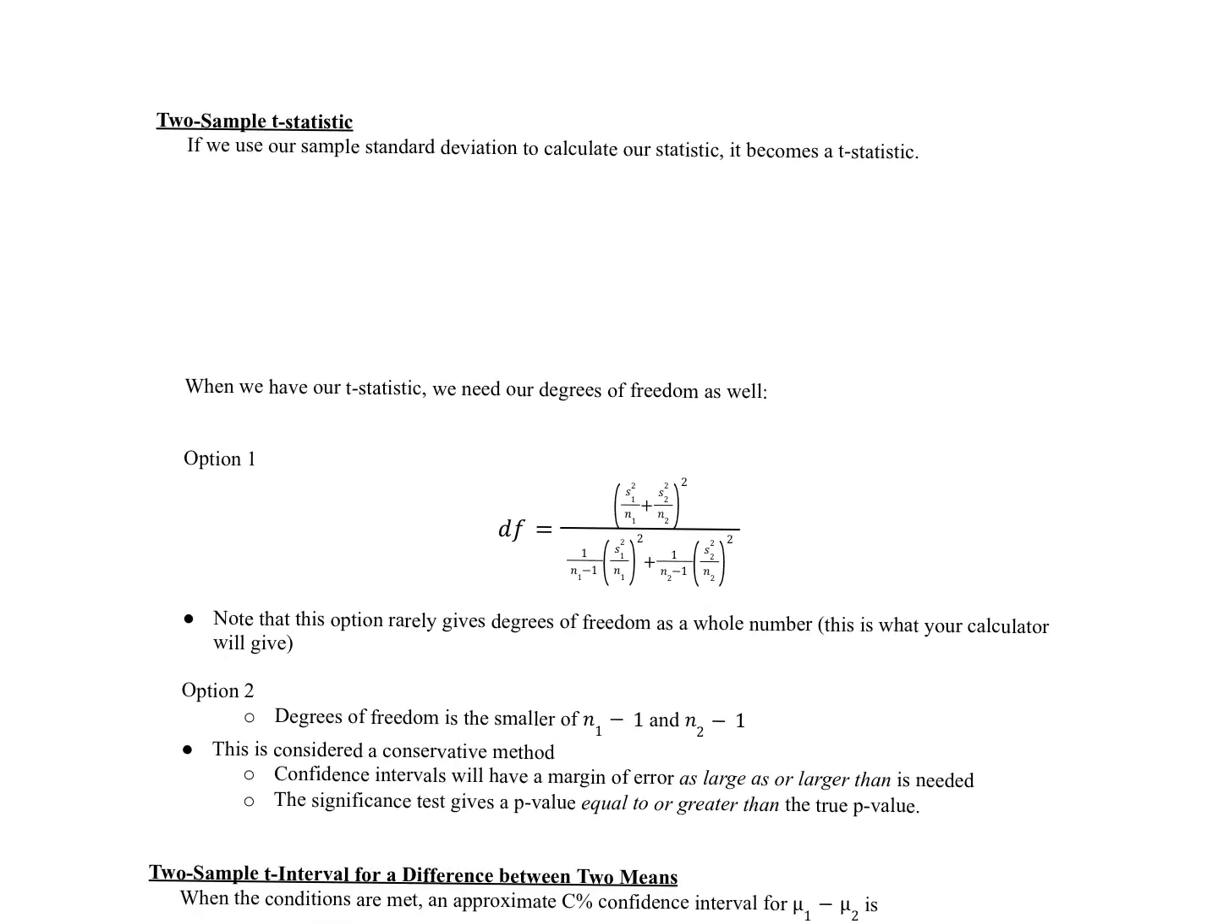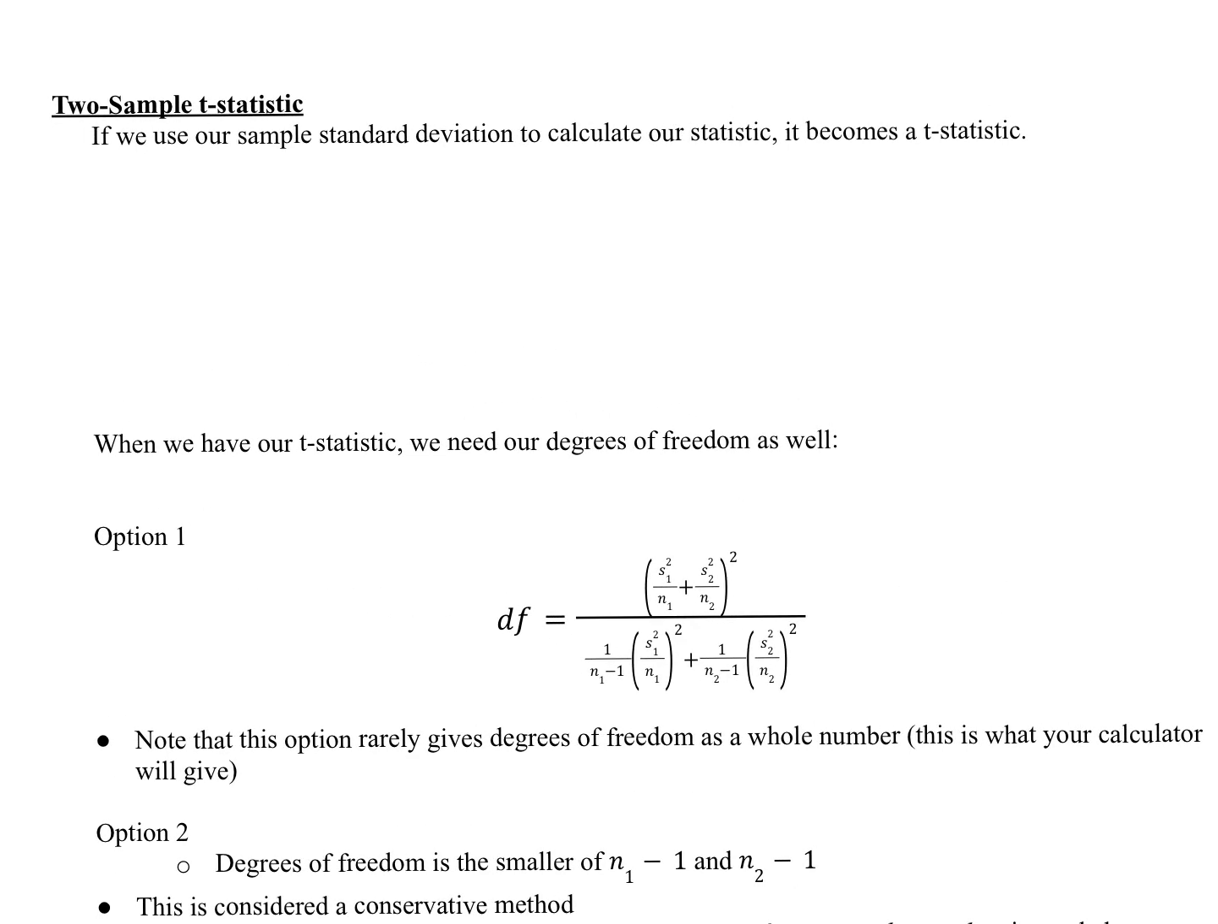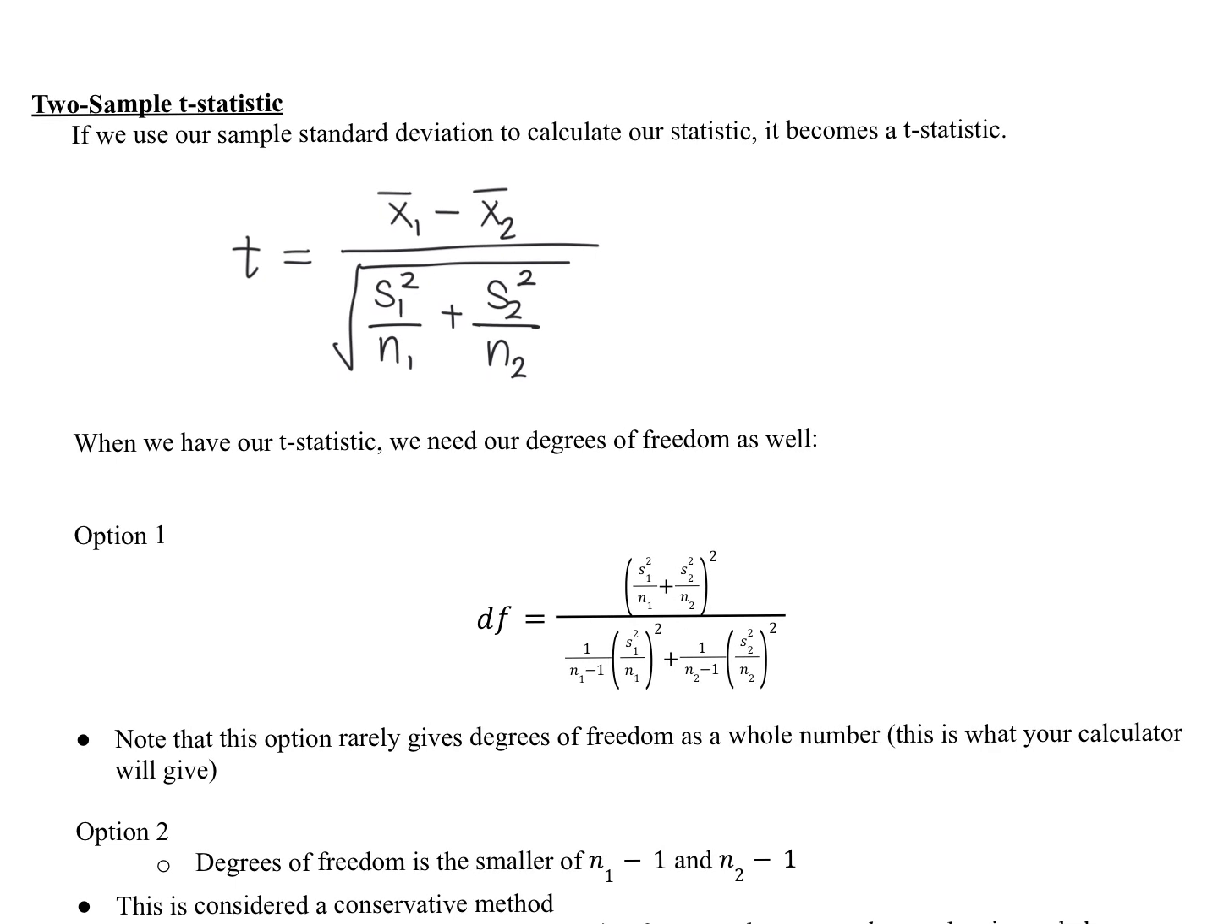So that leads us to our t statistic. The numerator is not affected, so our numerator is still going to be x1 bar minus x2 bar. But now our denominator is the sample standard deviation 1 squared over n1 plus sample standard deviation 2 squared over n2. This also then ends up affecting our degrees of freedom.